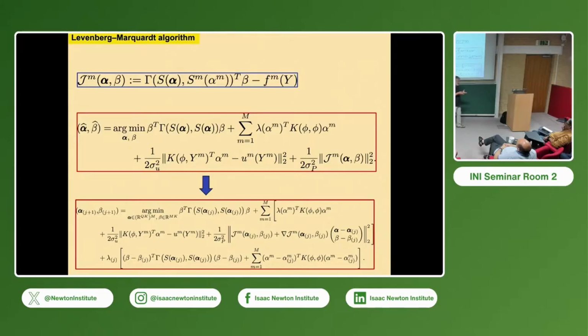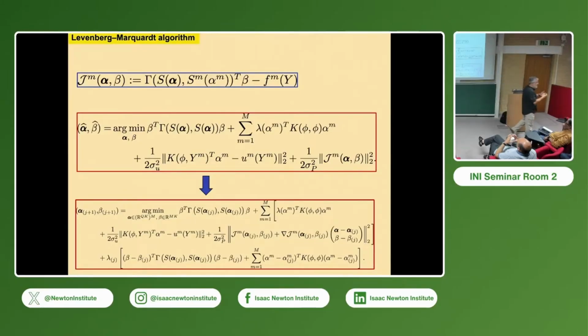But if you do that, that's not enough. Your method may be unstable. So here what we have to do is to use a variant of the Levenberg-Marquardt algorithm in which we introduce a quadratic penalization on how far we go from the previous step in beta and alpha.